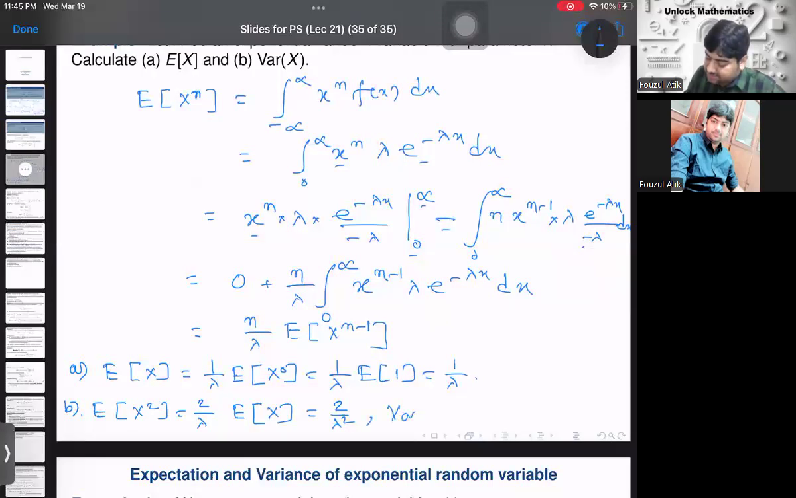And finally, what is the variance? E of x square minus E of x whole square. So 2 by lambda square minus 1 by lambda square. Therefore this value is 1 by lambda square. I hope it is clear. So the mean or expectation of the exponential random variable is the reciprocal of its parameter, which is 1 by lambda, and the variance is the mean squared, which is 1 by lambda square. I hope it is clear.